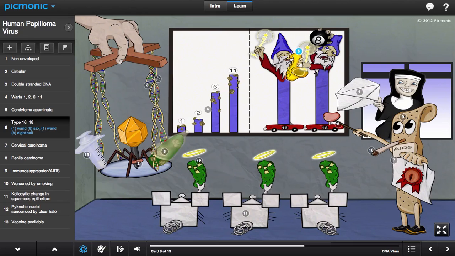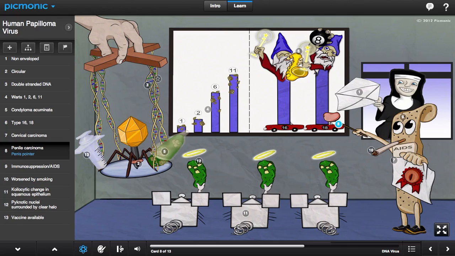HPV type 16, shown by the 1 wand and 6 sacs, and 18, the 1 wand and 8 ball, are associated with squamous neoplasia of the anogenital region and can lead to cervical and penile carcinoma, illustrated by the cervix certificate and penis pointer pointing to the 16 and 18 bar graph gnomes in cars.